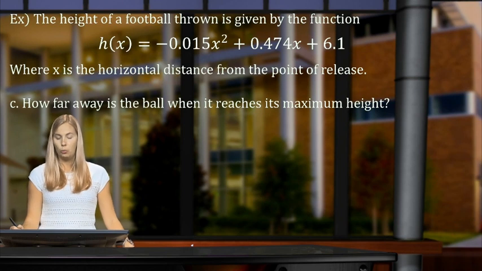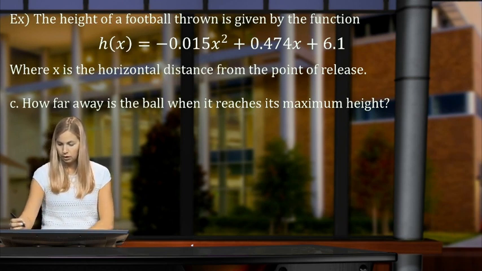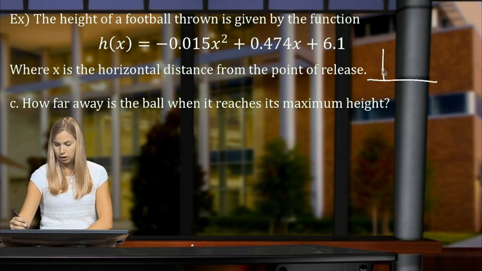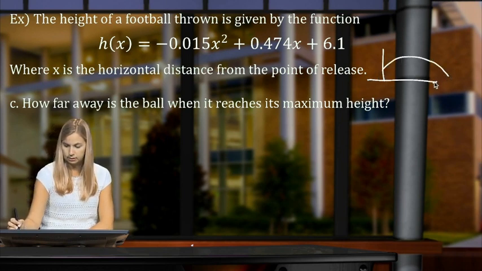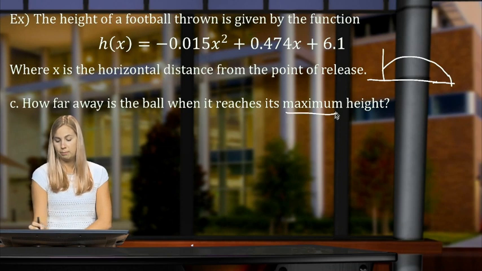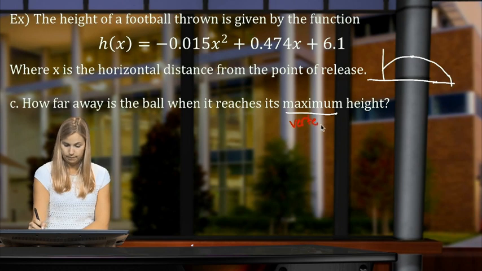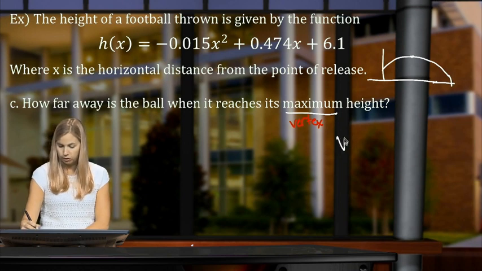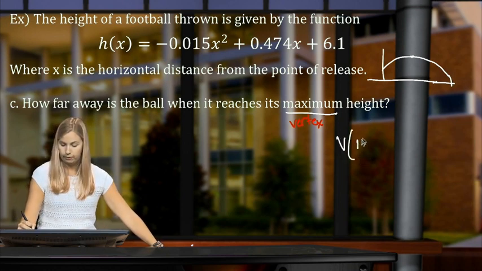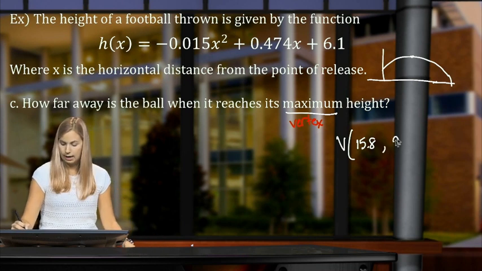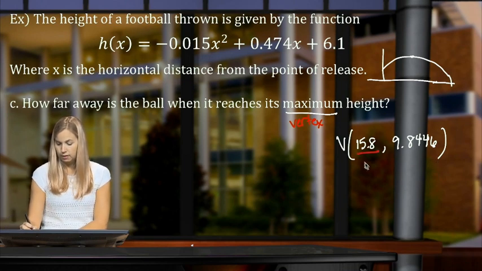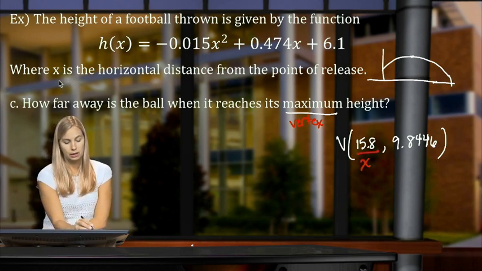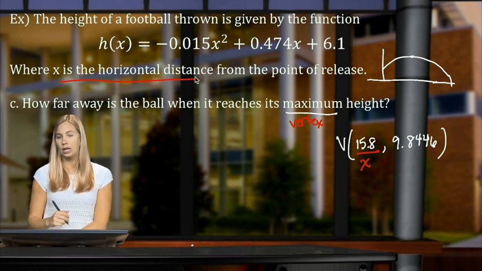How far away is the ball when it reaches its maximum height? Again, if we think about our graph, here's our picture. It looks like this. We're still talking about the maximum height, so we're still talking about the vertex. But now it wants to know how far away was the ball. Well, if we have our vertex from the previous example was 15.8, 9.8446. Our x value is what talks about the horizontal distance. So that's how far away the ball is.